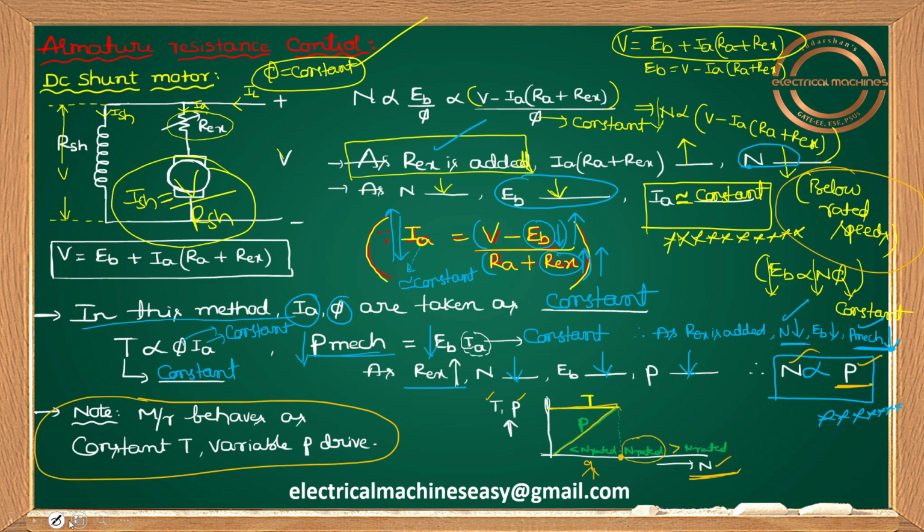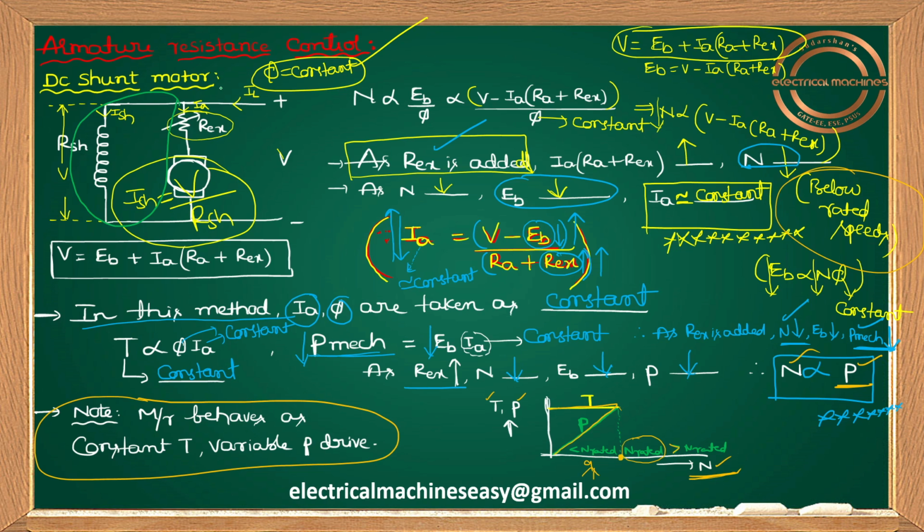I think I explained armature resistance control method for DC shunt motor. The same explanation will be applicable for DC series motor also. Those who are having doubt, please try to see this. In a DC shunt motor, do we have any effect because of the shunt field winding? No. Suppose you remove this shunt field winding, which circuit does it become? Please try to follow my words.